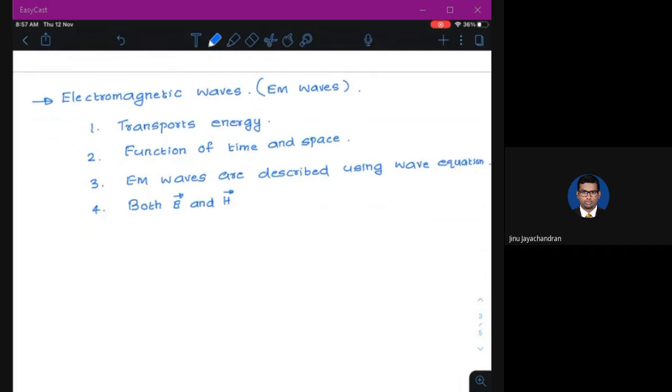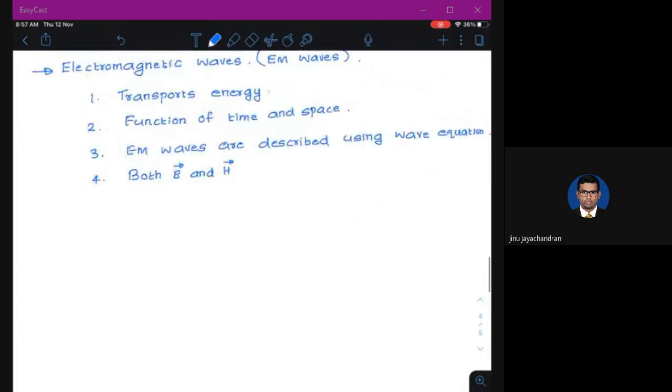So let's look at the derivation of the wave equation from Maxwell's equations. We're going to derive the wave equation.